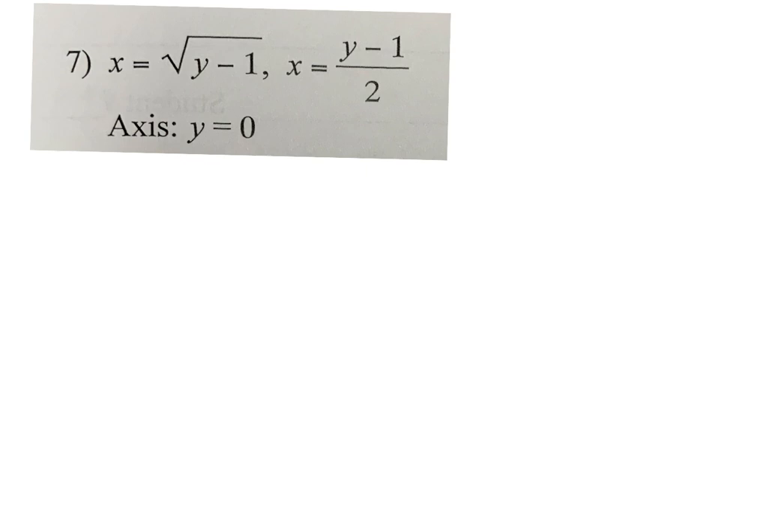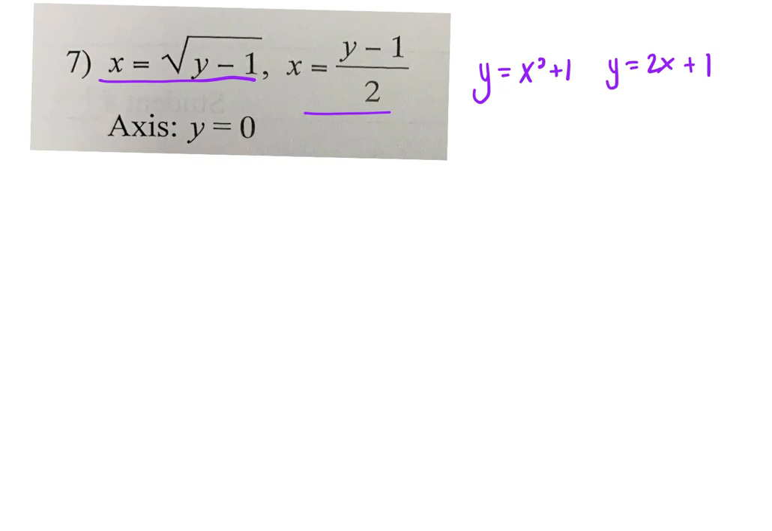So for this one, we have two functions. We're revolving around y equals 0, and y equals 0 is not one of my boundaries. It's not like one of my functions is y equals 0. So I need all of these in terms of y. So if I get the first one in terms of y, I'll square both sides and add the 1. So y equals x squared plus 1. If I get the second one in terms of y, I'll multiply by 2 and then add 1. So I would get y equals 2x plus 1. Those would be my two functions. They are revolving around y equals 0, which is my x-axis.